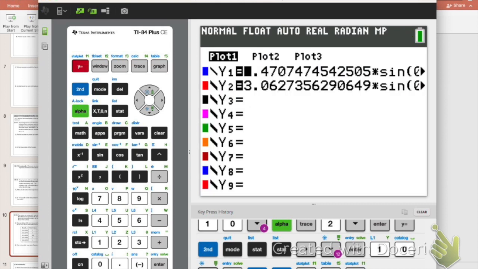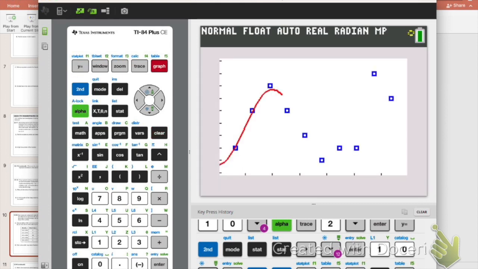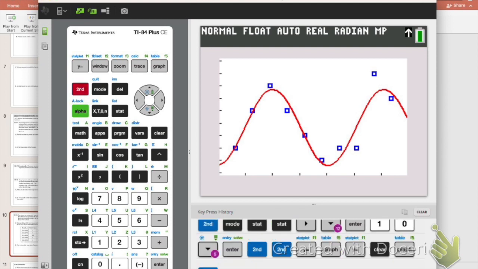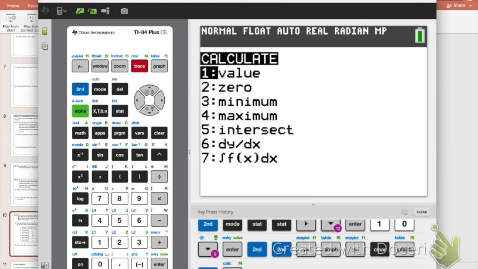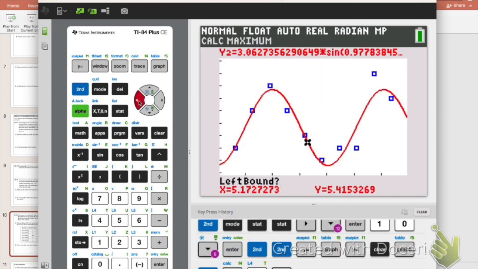Oops, I want to turn out the first one. Get that one out of there. Okay, so second, calculate maximum. Let's get over there to the max. Make my interval that I want to find the max within. So there's our first max.